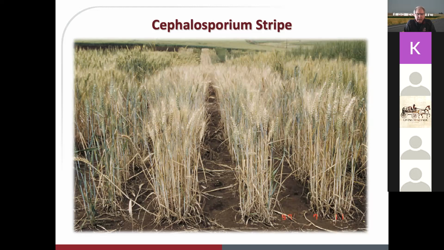It's about a 1-for-1 loss. So if you have 1% infected stems with whiteheads, you have about a 1% yield loss. So 10% translates to 10% yield loss. So that's one of the reasons why we're concerned about this disease. Under moderate conditions, you can have 5% cephalosporium stripe in a field and not really even recognize it.